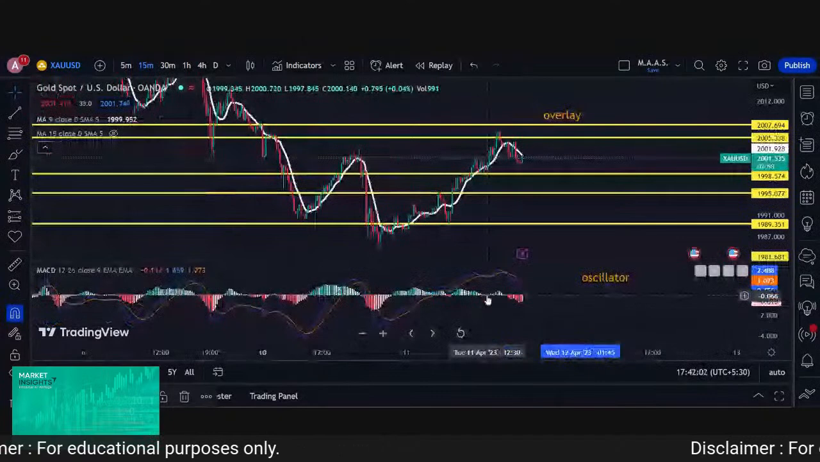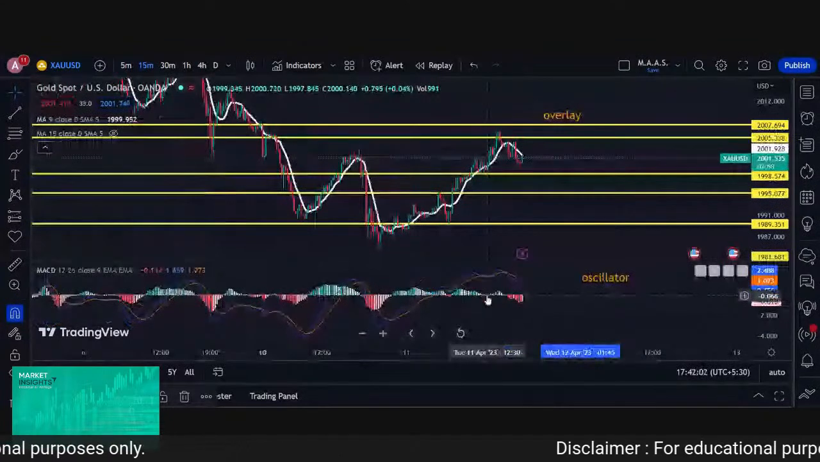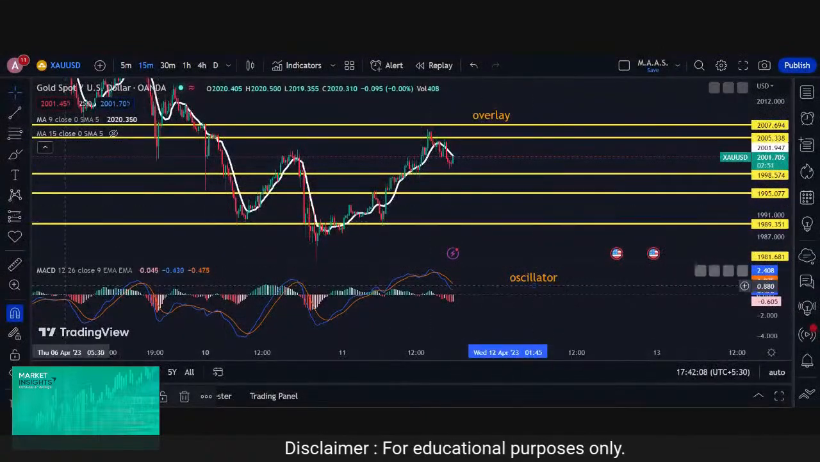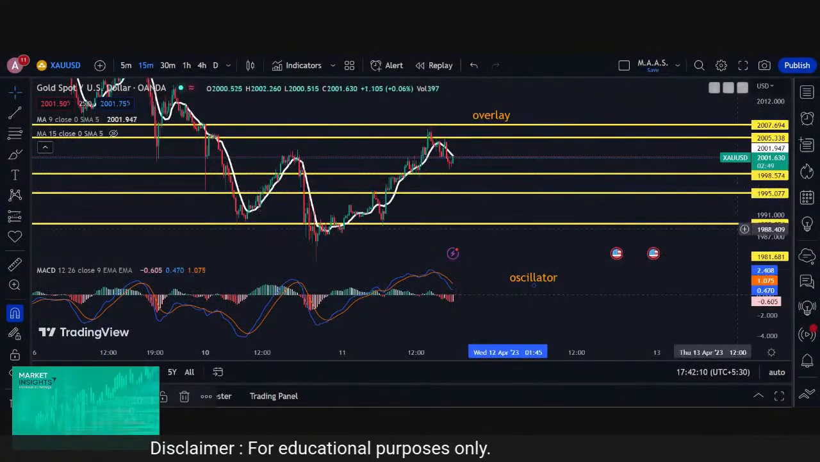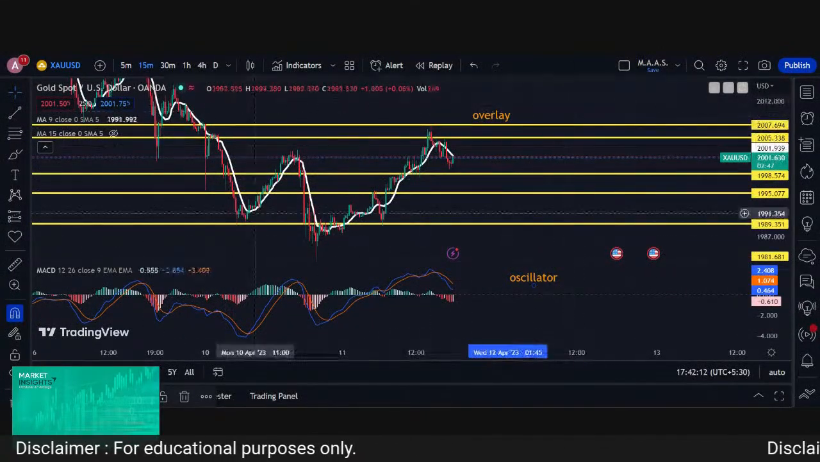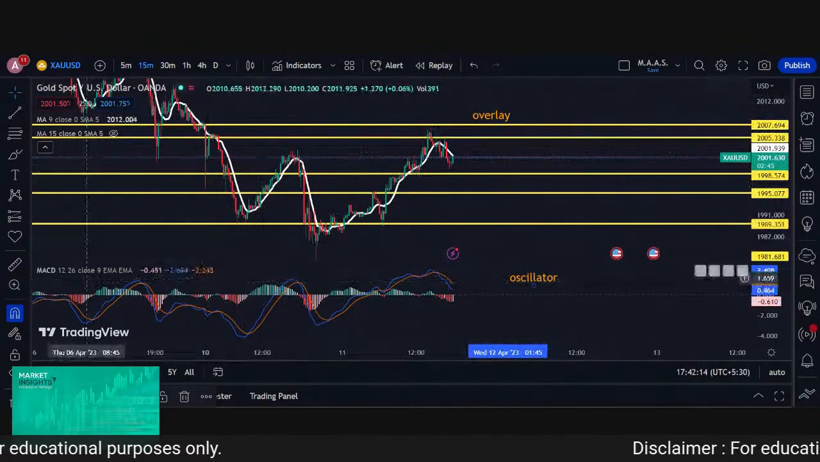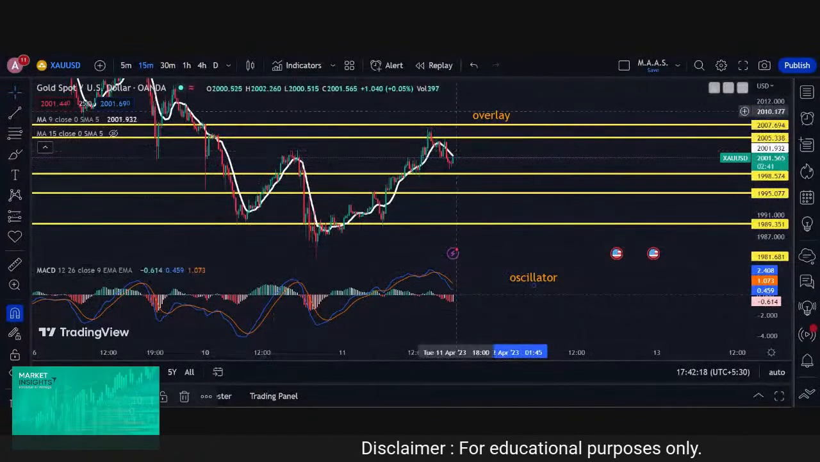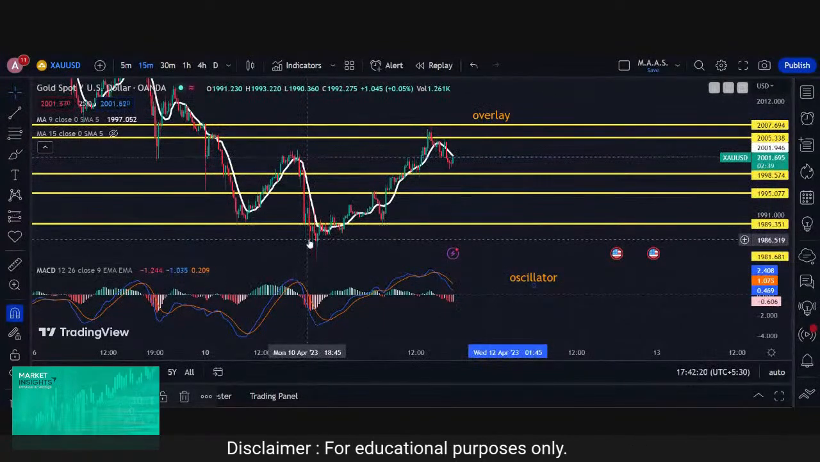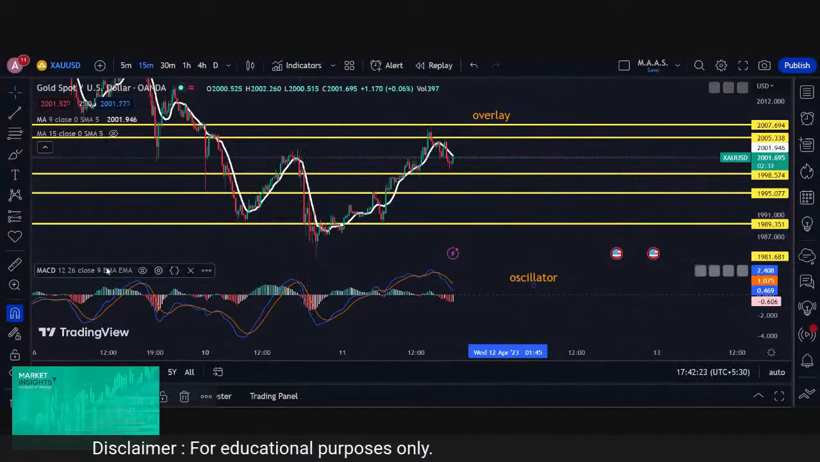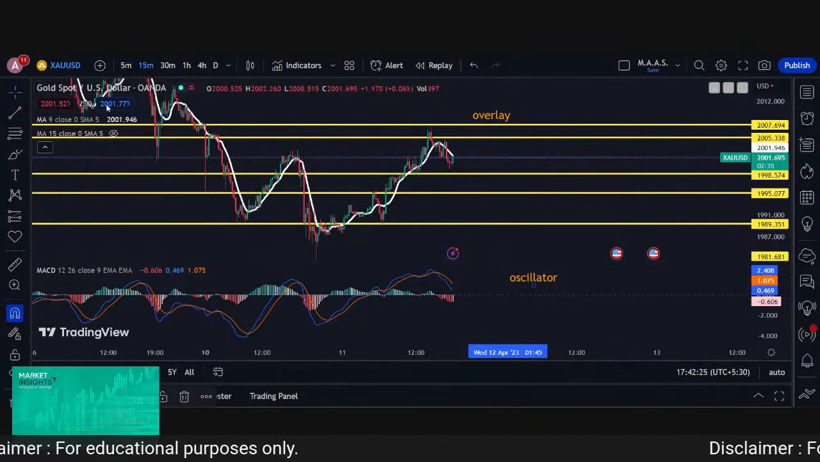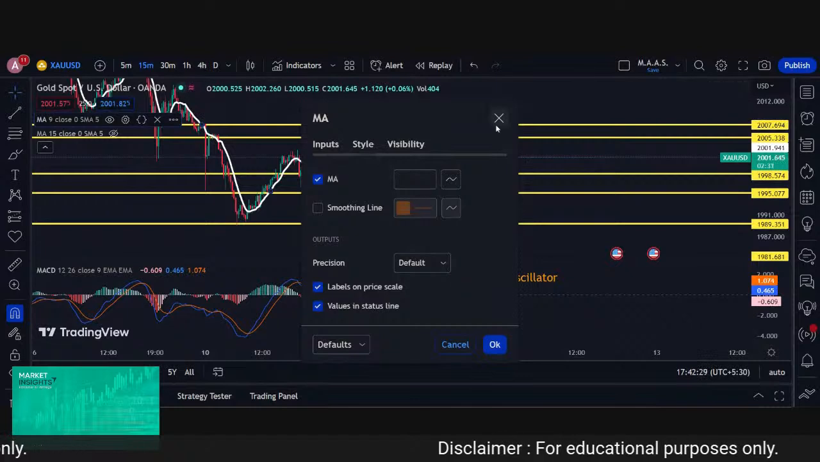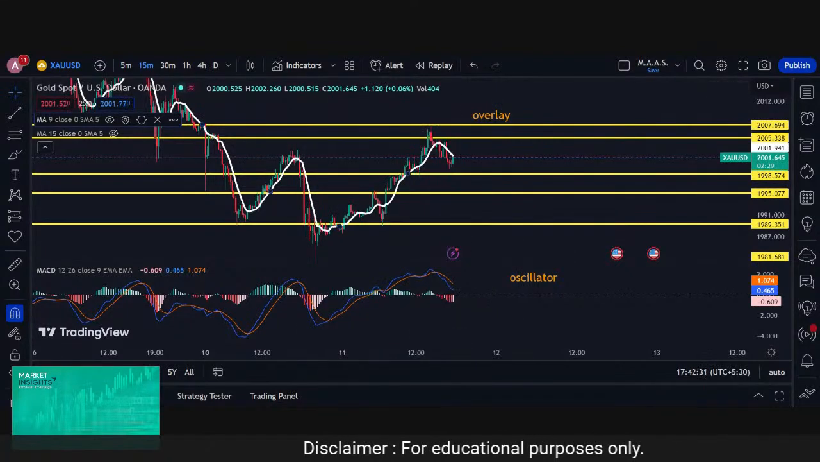Other types of oscillator can be RSI, and other oscillators which appear here below the price chart. They are not laid over this particular price chart. Otherwise, if I drag this onto this, it will become an overlay, but that appears very weird. So this is better. This is an oscillator. Now let us change our settings. First of all, we will begin with the basics.